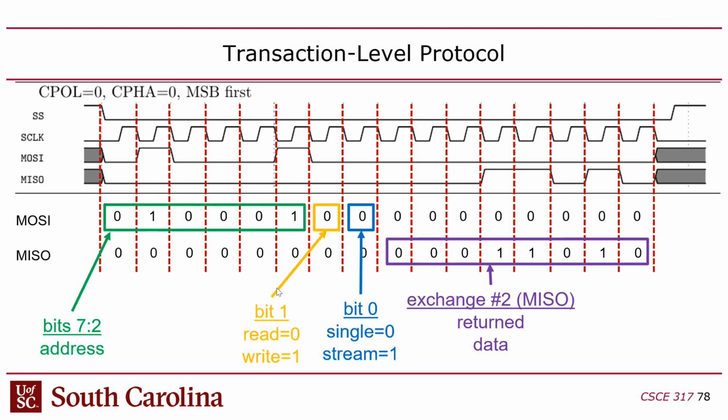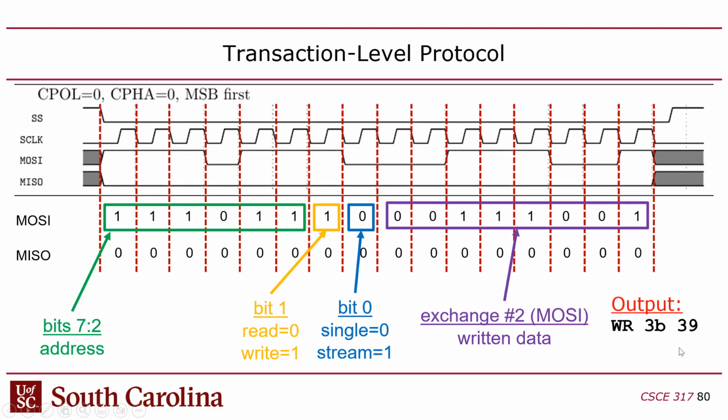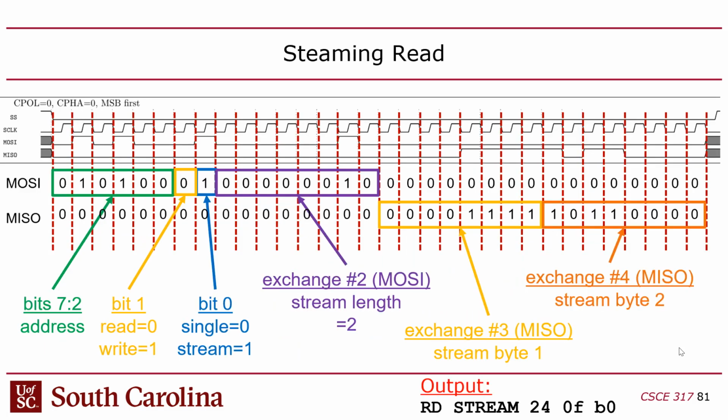So in this example, we want your code to say read 11 1A. So read is the operation, 11 is the address, and 1A is the corresponding data. And then if it's a write, it would be write 3B 39. And then if you have a streaming read or a multiple byte read, it would be, for example, read stream, the address, and then the 2 bytes.